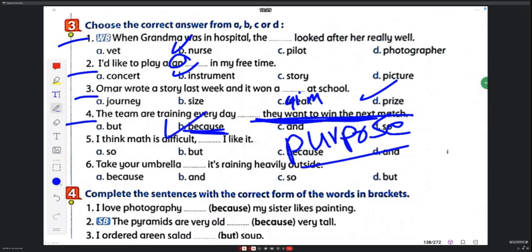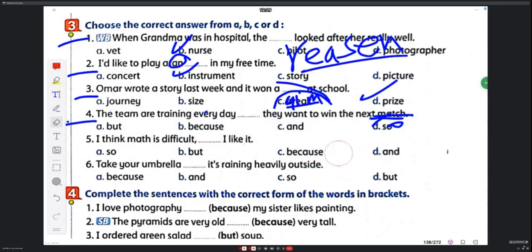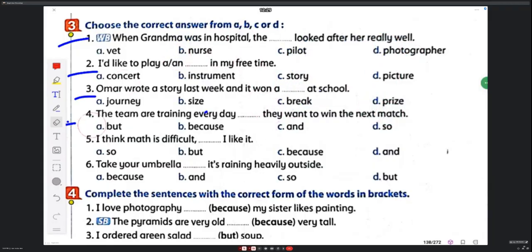I am explaining that because can be followed by aim, want, hope for a purpose, but some other times it can be followed by a reason. So here is not a reason, here is a purpose, as we have want. So because is followed by the first action if it is for a reason, and the second action if it is for a purpose.